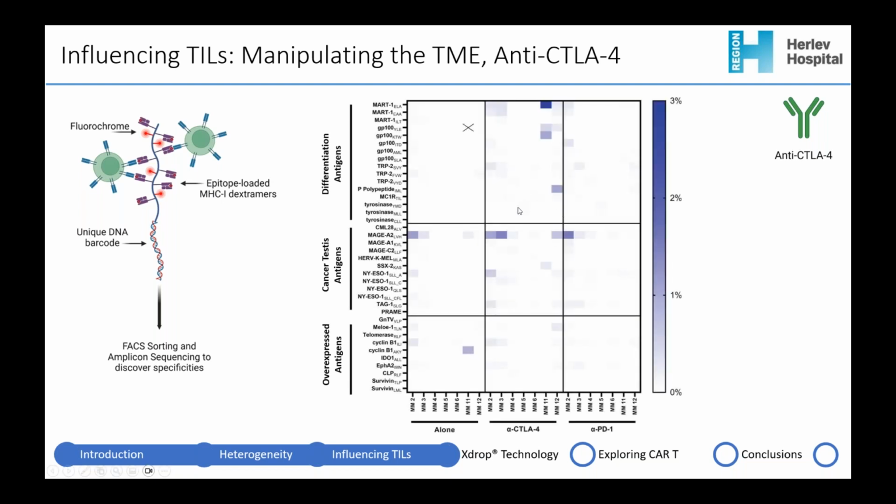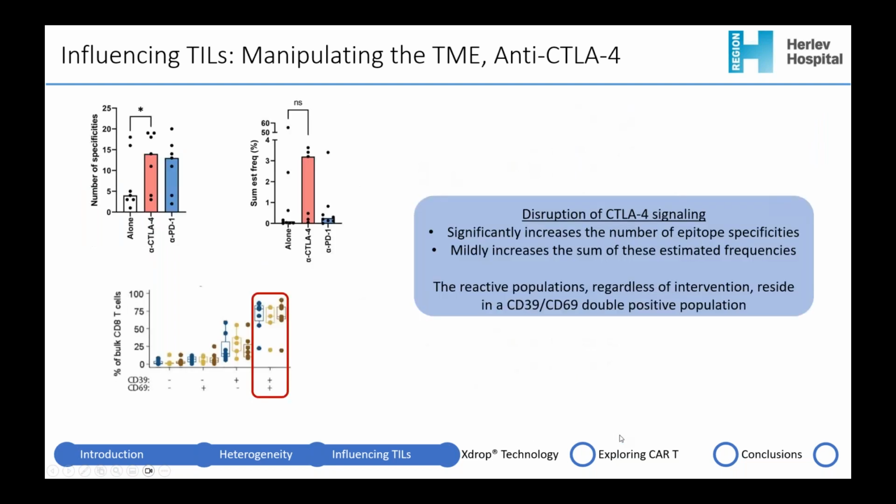So this heat map demonstrates our findings across the different conditions, and this can be summed up in these plots. In the anti-CTLA-4 group, we notice that the number of specificities that the TILs can see is increased compared to no intervention, and also mildly increased is the sum of the estimated frequencies of these TILs. And then also what has been already shown is that in all conditions, these TILs reside in the CD39 and CD69 double positive population.